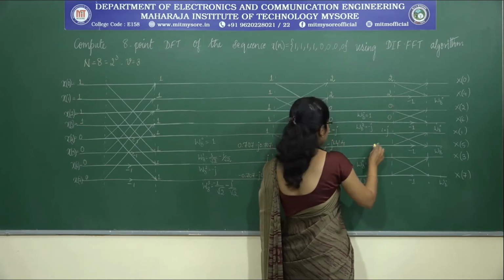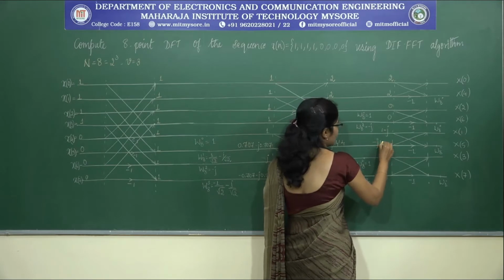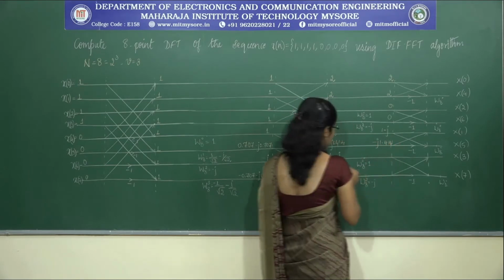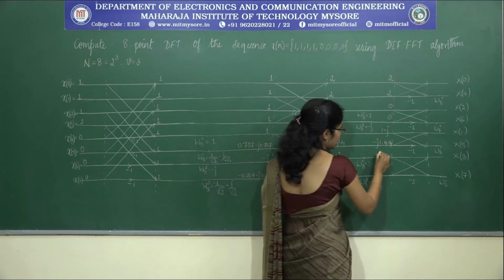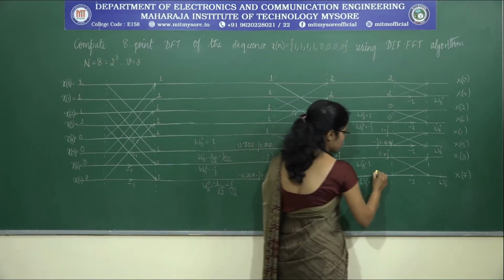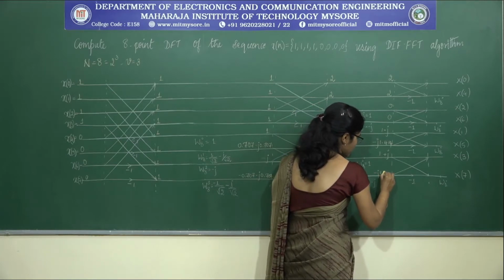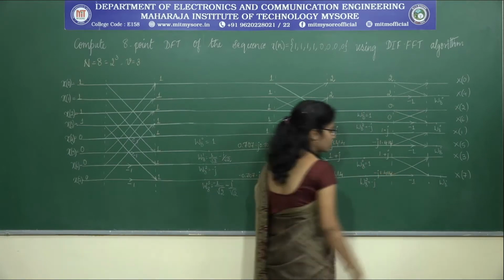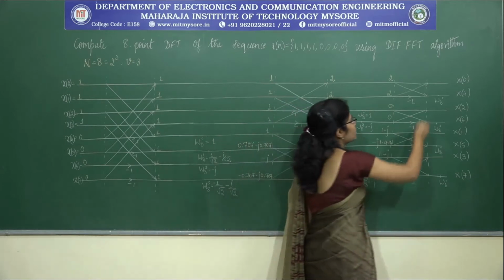So 1 minus j comes here, minus j 1.414 comes here. 1 plus j multiplied with 1 gives us 1 plus j. So, multiplying this with minus j gives us minus j 1.414. Okay. Now, let me try to find out the output.